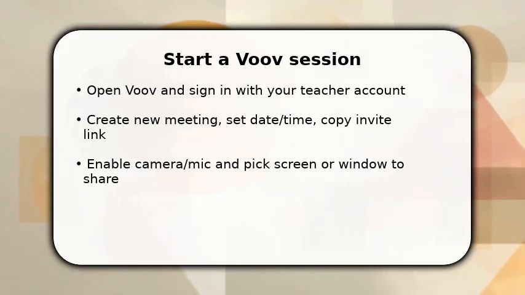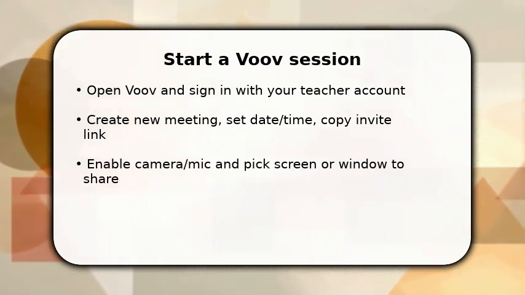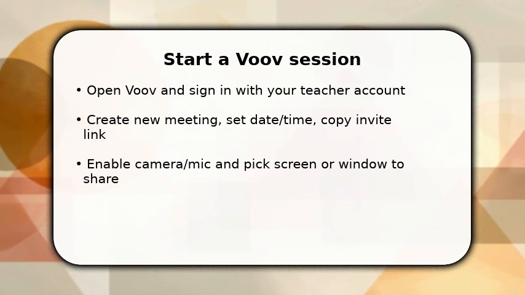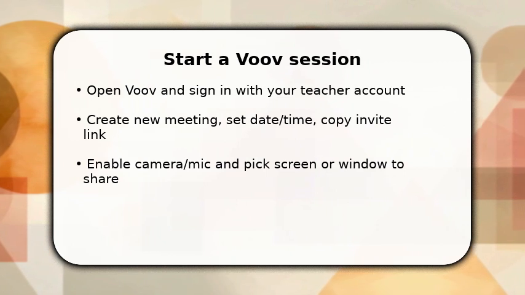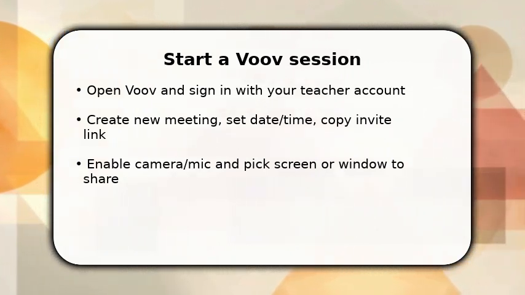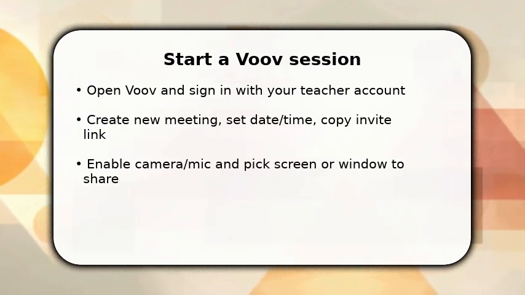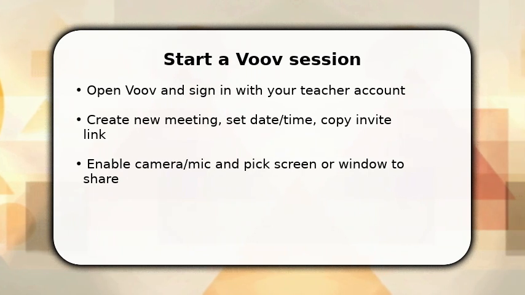You begin by opening Voov and signing in. Make sure you use your teacher account so you control settings. Next, create a new meeting and set time and permissions, then copy the invite link and share it with students. Once done, enable your camera and microphone, choose the screen or specific window to share, and confirm audio playback is allowed. This gets you live quickly and keeps student access consistent so you can start teaching without delay.